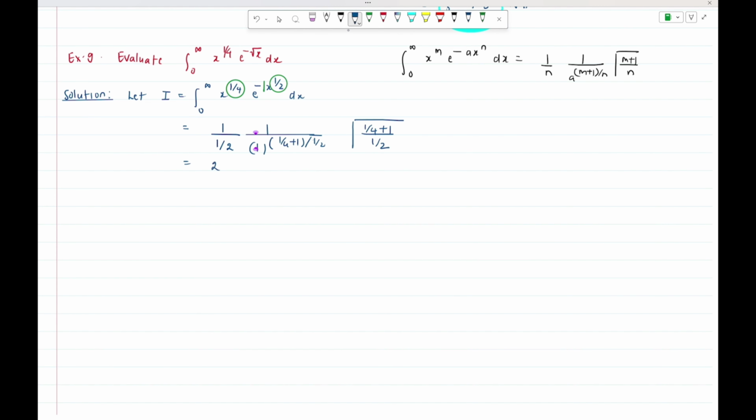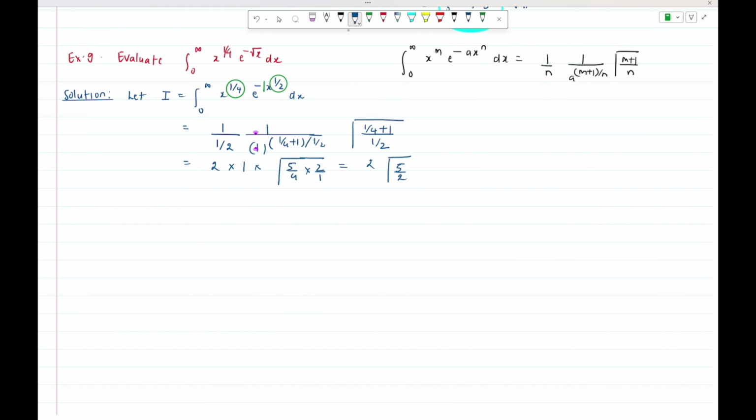So this is going to be 2. Again, here in the denominator, we have a power of 1, so we can keep it as 1. And then over here, this is going to be 5 over 4 into 2 over 1. And that gives us 2 times gamma of 5 by 2.